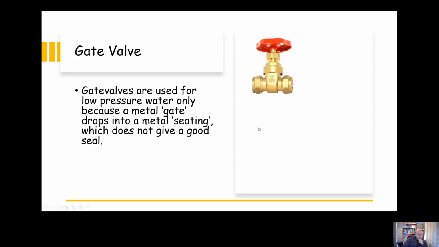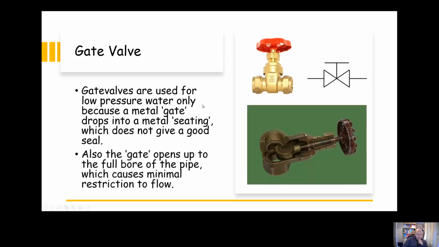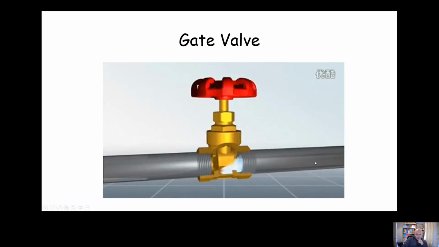Gate valves. We use gate valves only for low pressure water. It's got a metal gate which drops into a metal seating, which doesn't give a great seal, which means we can only use it for low pressure. The big benefit for low pressure is that it opens up to the full bore of the pipe, or almost the full bore, which causes minimal restriction to the flow, which is good for low pressure pipework. You can see an example of how it works here. You've got the metal gate which will rise up and open up to the full bore of the pipe. Okay, so this is a gate valve.